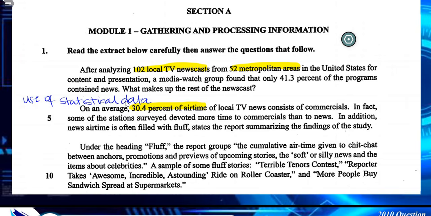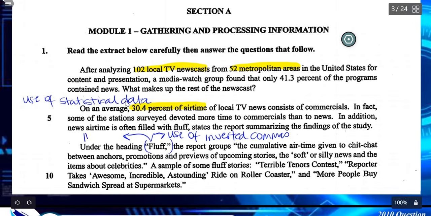Analyzing right here, we see the use of inverted commas, right? Now the use of inverted commas, that's also a strategy. And fluff here is also, I think, hyperbolic. So I would say hyperbole is used here, and this could be used as a technique rather than a strategy. And over here, soft as well in inverted commas. Right here, terrible tenors contest, reporter takes awesome, incredible, astounding ride on roller coaster, and more people buy sandwich spread at supermarkets. This is alliteration, so that could be a technique as well.